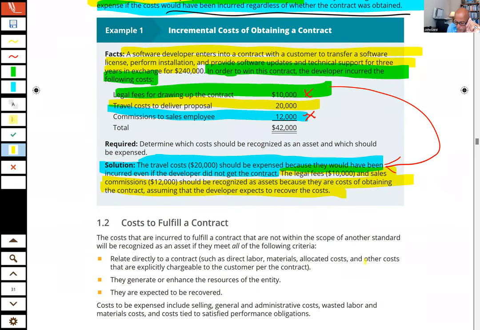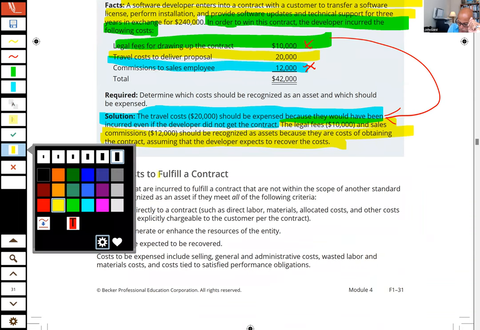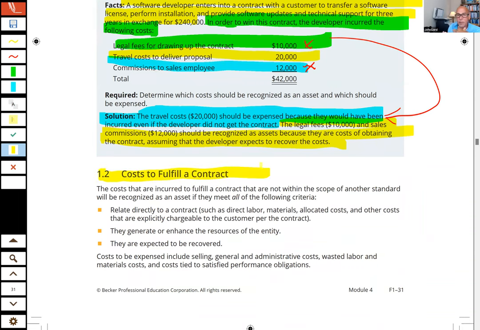Okay, pretty straightforward. Now, cost to fulfill a contract, and a cost to fulfill a contract means that I have the contract, but now I need to have some equipment or something to actually fulfill the contract. So what are the rules there? Should I capitalize that? And they tell us that costs to fulfill a contract that are not covered in the scope of a similar standard.